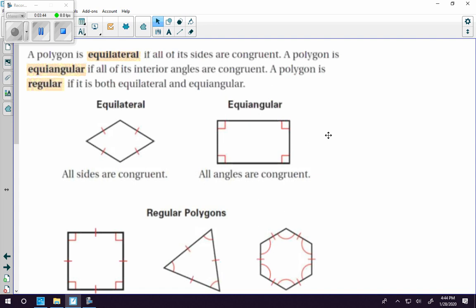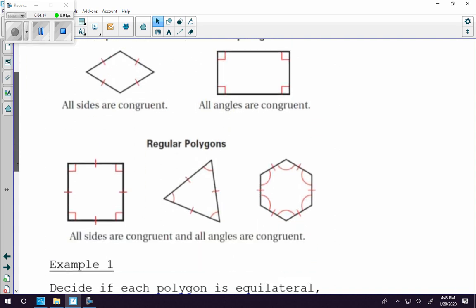The definitions are right above, but the bottom line is this. What does it mean to be equilateral? When a polygon is equilateral, we're saying that all of the segments are congruent to each other. So if you're looking at the example right here on this page, there's 1 tick mark for each segment, which indicates that all 4 segments of that quadrilateral are congruent. If you look to the right, the definition of equiangular means that all of the interior angles are congruent.